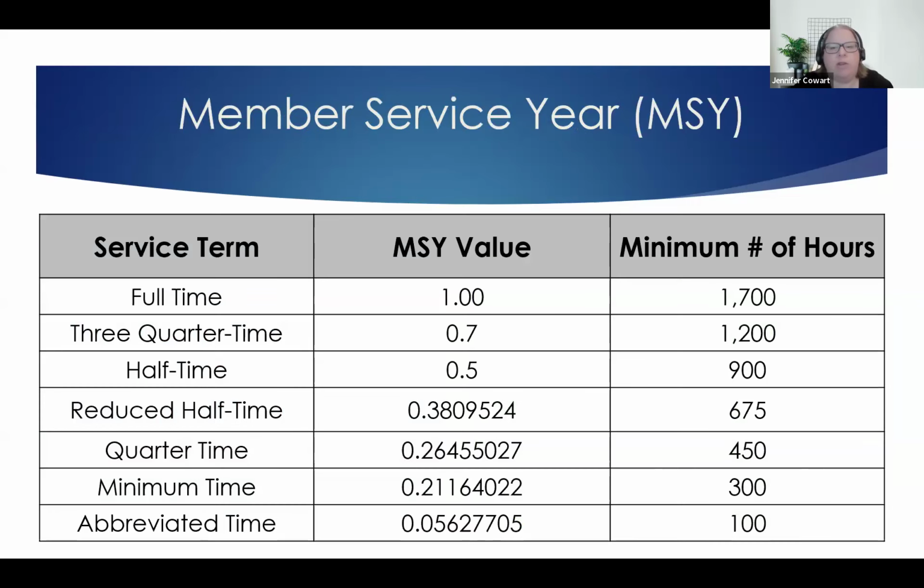And then before we jump into those budget nuances, we want to talk about some key terms. First is the member service year, often referred to as MSY. In the business world, it's the equivalent of time, or FTE. It's a basic equation where one MSY is equal to one full-time equivalent member. But each member service term has been assigned a title, a minimum hour requirement, and an MSY value by AmeriCorps. And so those are on your screen for you.